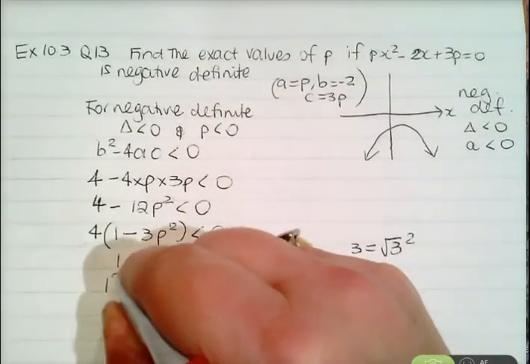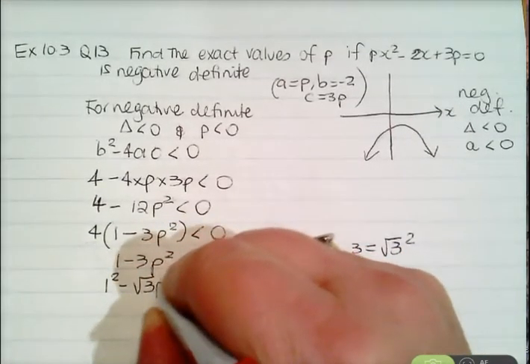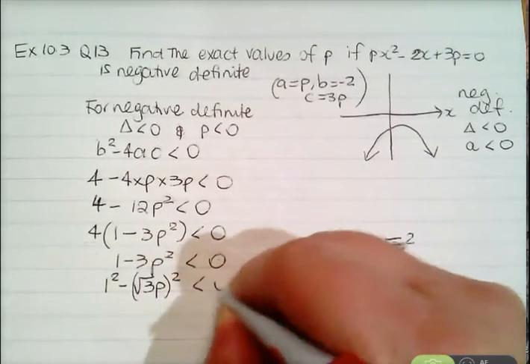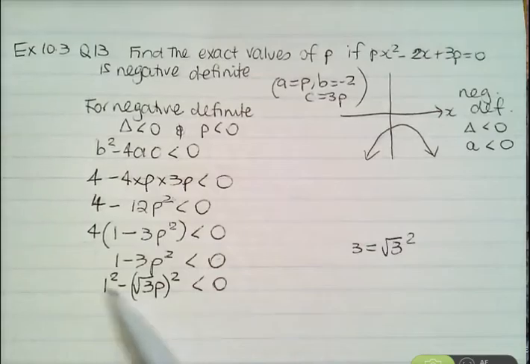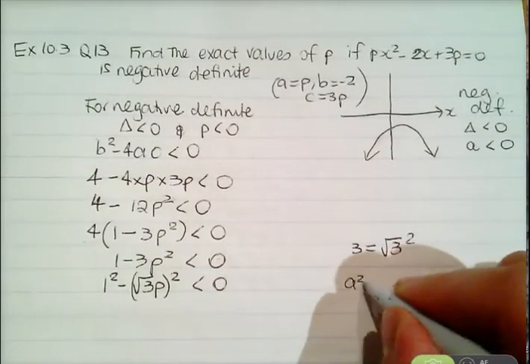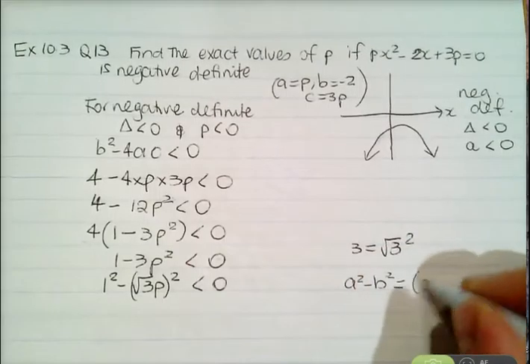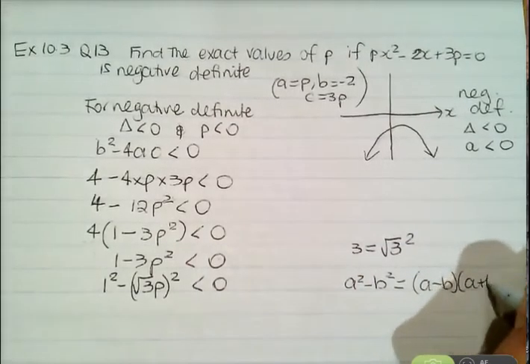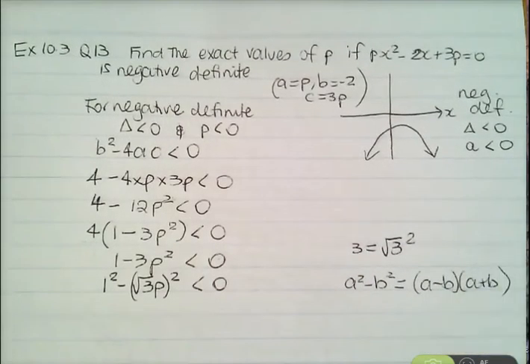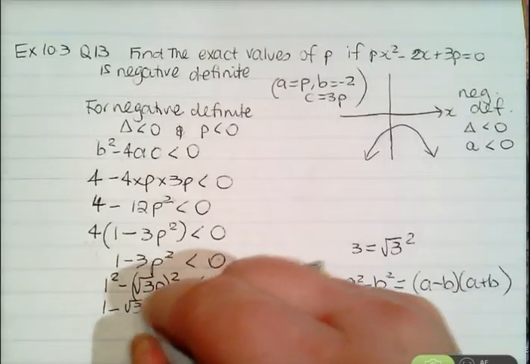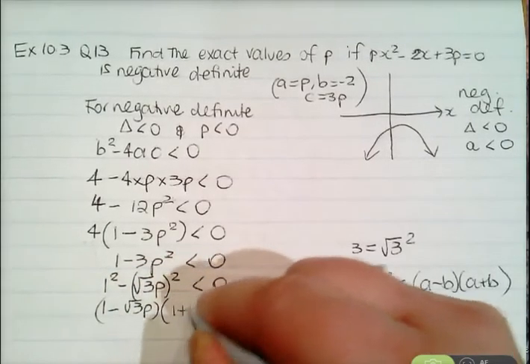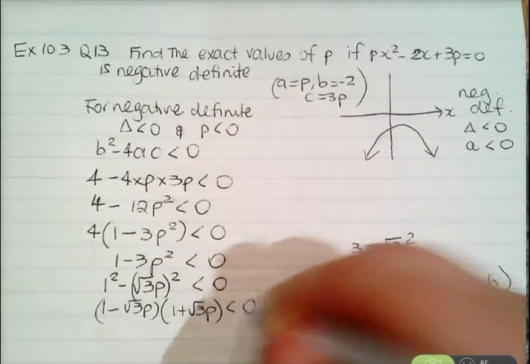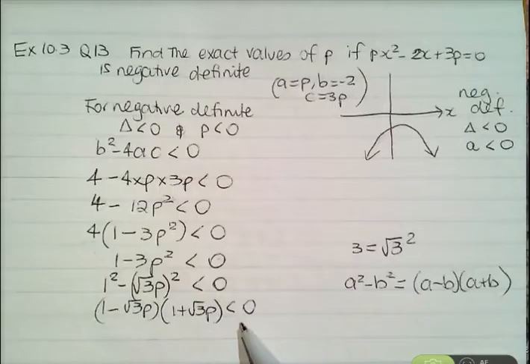So I can write this as 1 squared minus root 3 times p squared is less than 0. In other words, making this left-hand side here a difference of 2 squares. Remember that a squared minus b squared is equal to (a minus b)(a plus b). So I've got (1 minus root 3p)(1 plus root 3p) is less than 0. So now I've factorized this quadratic.